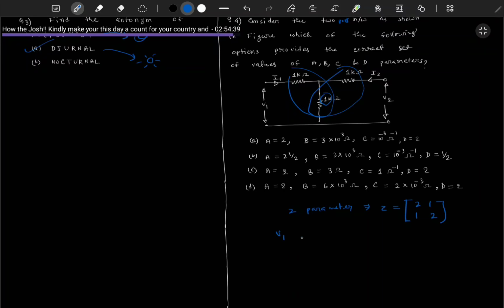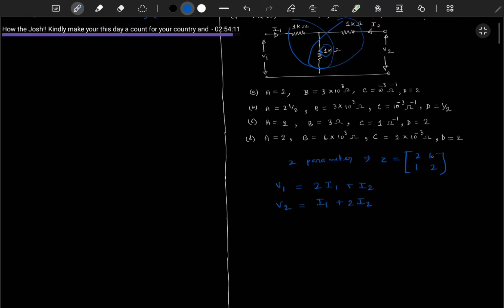Now V1 equal to 2I1 plus I2. Okay, and V2 is I1 plus 2I2. Okay, I1 plus 2I2.